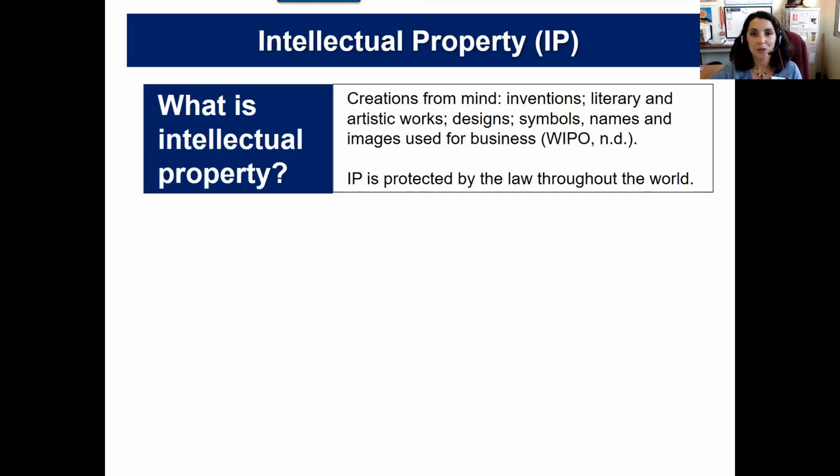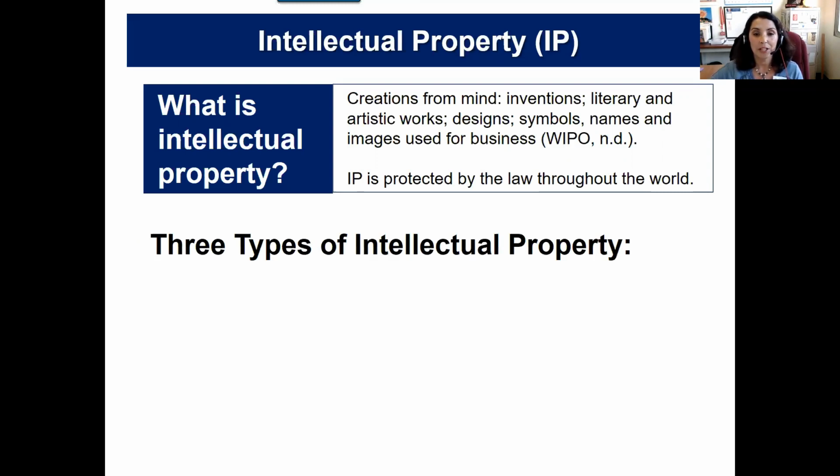So what is intellectual property? The World Intellectual Property Organization defines it as creations from the mind. They can be inventions, literary and artistic works. It can also include designs, symbols, or names and images used for businesses. Intellectual property, or IP for short, is protected by law throughout the world.